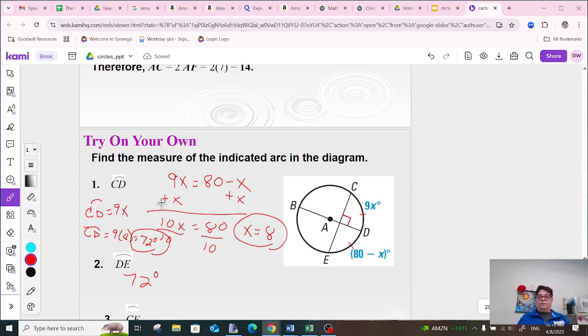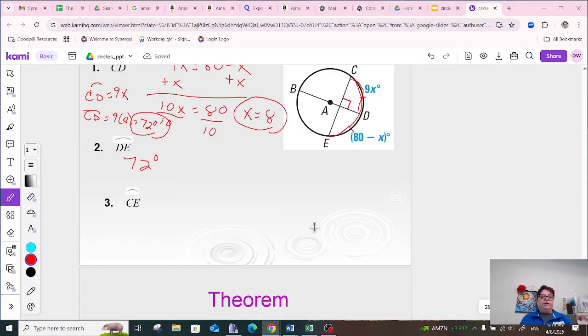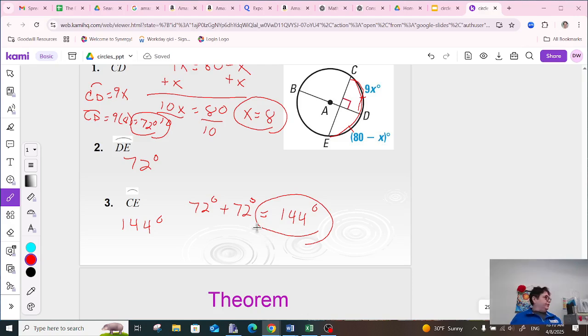So then what's the whole arc of CE? From C to E, what's 72 plus 72? 144 degrees, because I took 72 degrees plus 72 degrees, and that equaled 144 degrees. Yay or nay? Yay.